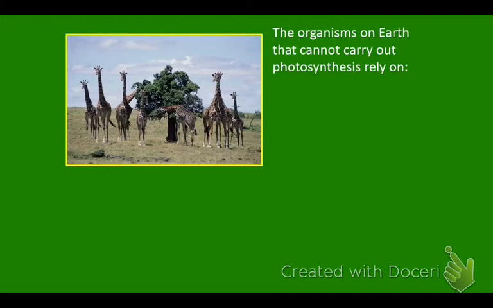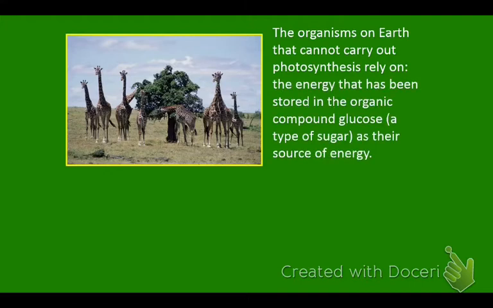Okay, so the organisms on Earth that carry out photosynthesis rely on the energy that has been stored in the organic compound glucose, a type of sugar, right? We kind of beat this to death, hopefully, last unit. They make the glucose. We as heterotrophs eat the glucose, breathe the oxygen, and we turn it back into carbon dioxide and water, which the plants take, turn it back into glucose. This sounds familiar? I hope.